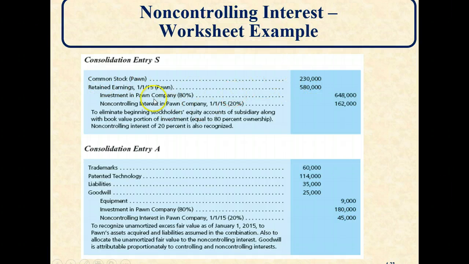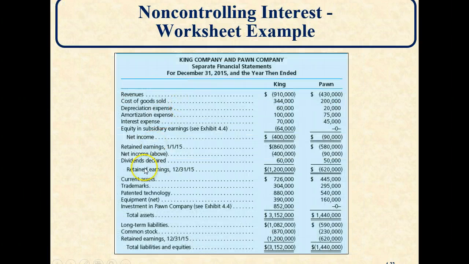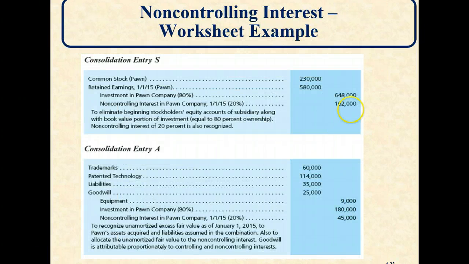We're going to go back and look at Pawn's retained earnings at the beginning of the year. Do you see here how their retained earnings at 1/1/2050 is $580? We want to eliminate that. So we're also eliminating the retained earnings of $580.